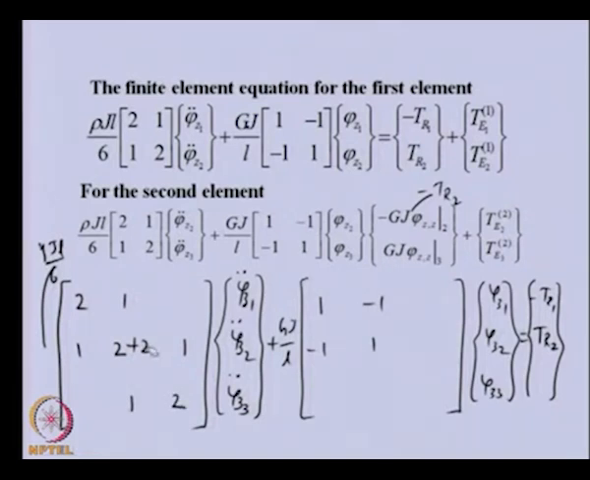So you can see 2 1 2 1 corresponds to this particular mass matrix element, corresponding to the second element. And similarly for stiffness, we will have plus 1, minus 1, minus 1, 1. So you can see these 4 elements correspond to this one.